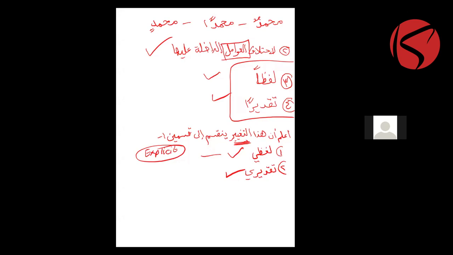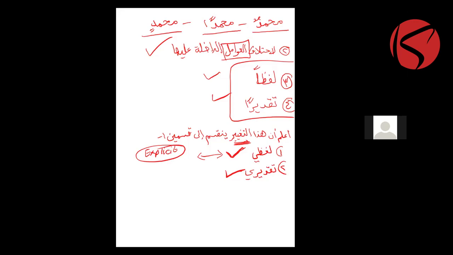Pay attention with me here. Pay attention to this. It's very important. So explicit. Explicit means what? It means that it's apparent, it's obvious. You can see, for example, Muhammadun, Muhammadan, Muhammadin. You can see it, right? The changing that's happening to it. So it's Muhammadun, Muhammadan, and Muhammadin.